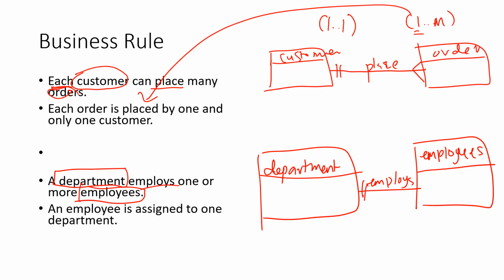A department employs one or more employees, and an employee is assigned to one department. So you can actually write both directions: department employs employees, and the other one, employees is assigned. You can write it also in this way, but usually they only write one relationship name.